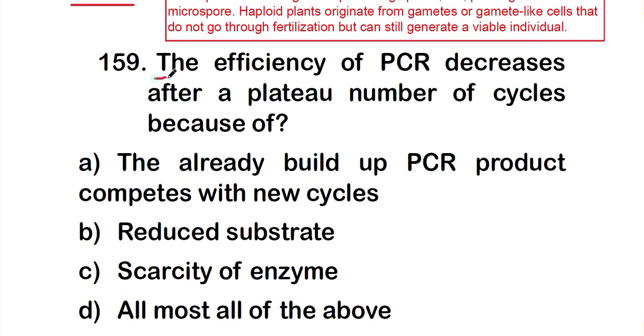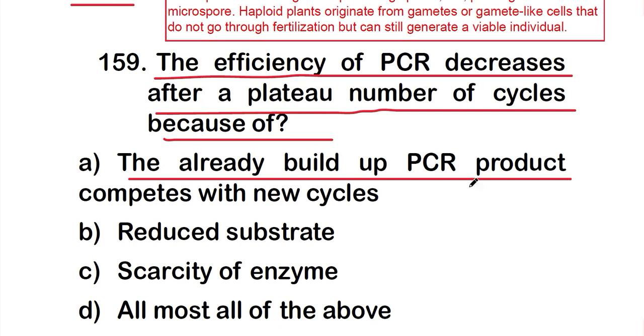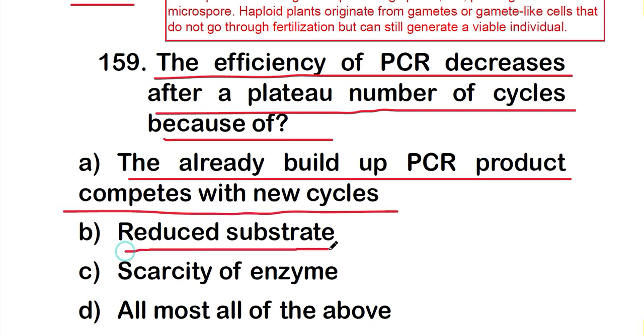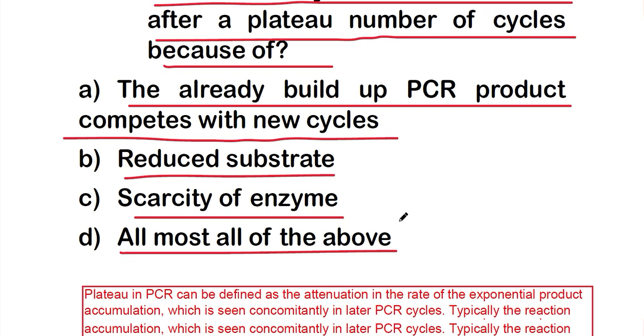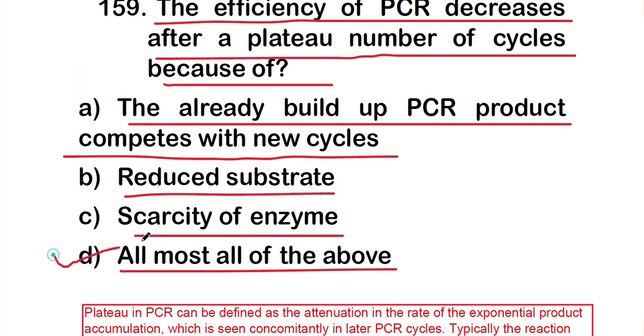Next one is, the efficiency of PCR decreases after a plateau number of cycles because of option A, the already built up PCR product competes with new cycles, or option B, reduced substrate, or option C, scarcity of enzyme, or option D, almost all of the above. So the right answer is option D, that is almost all of the above.